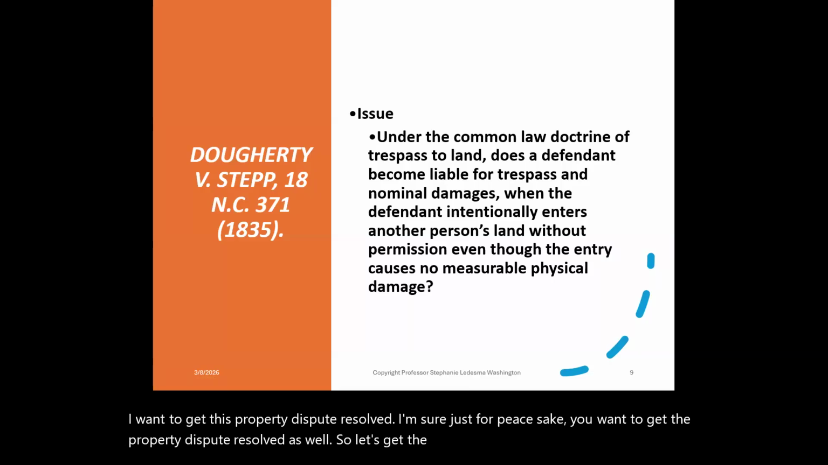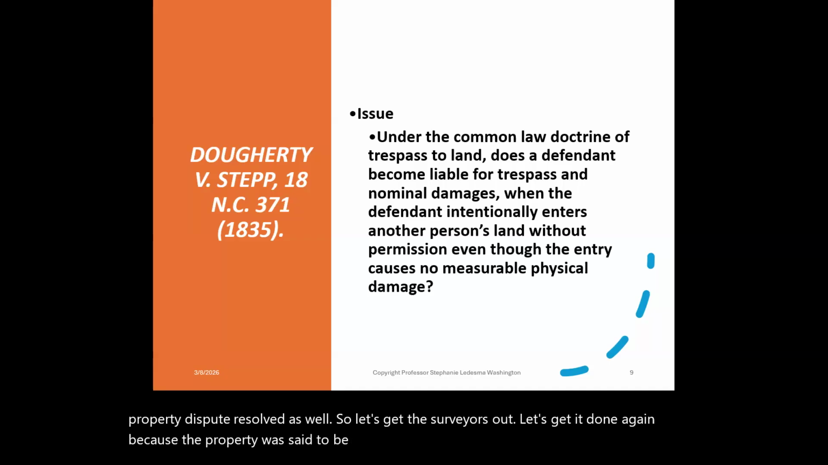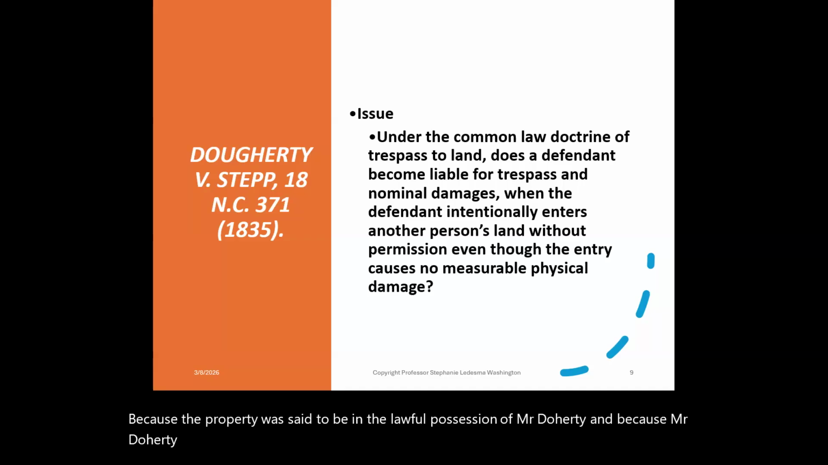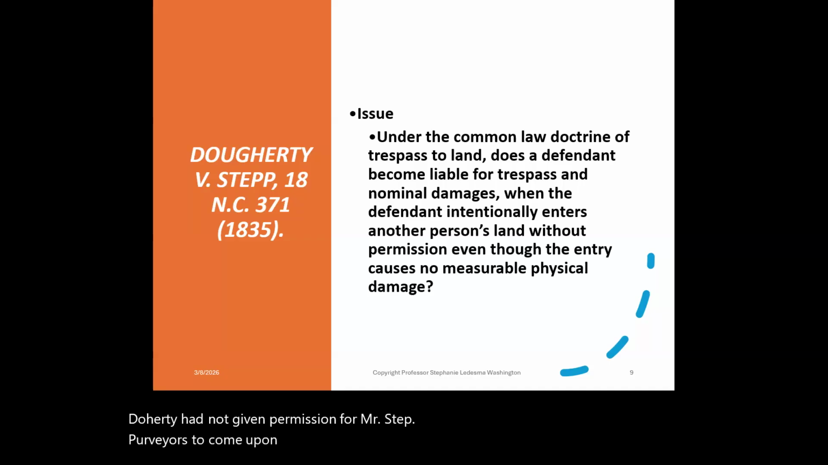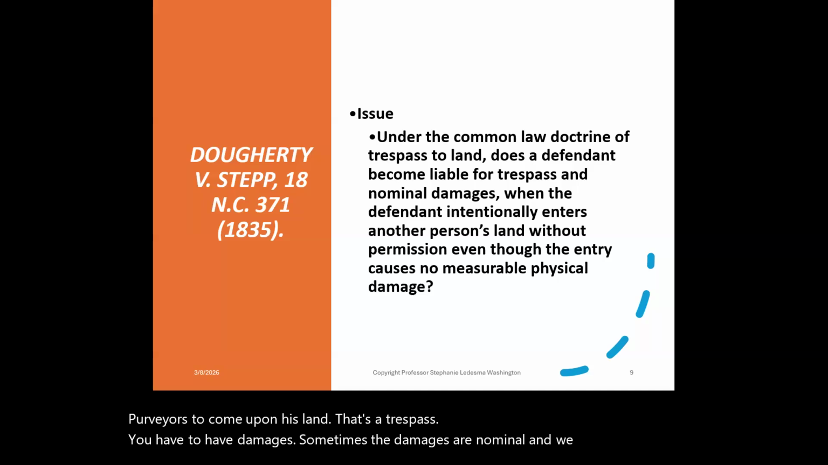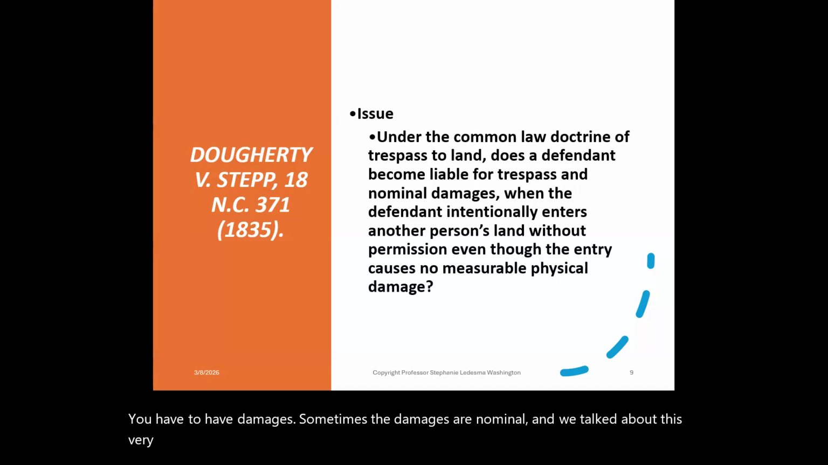Let's get it done. Again, because the property was said to be in the lawful possession of Mr. Doherty, and because Mr. Doherty had not given permission for Mr. Stepp and the surveyors to come upon his land, that's a trespass. You have to have damages. Sometimes the damages are nominal. And we talked about this very briefly when we talked about intentional tort.